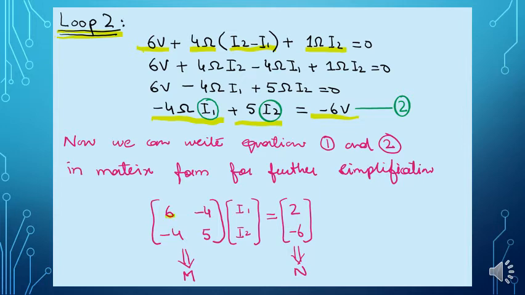With current I1 in our equation number 1, we have 6, and with current I2 we have minus 4. Similarly, in equation number 2, we have minus 4 with current I1, and 5 with I2. This is multiplied by the column matrix I1, I2, is equal to, on the other side, 2 volts and minus 6 volts, right? So this is one of the methods by which we are going to solve the circuit with the help of a matrix. First of all, we have to combine our equations in this format.